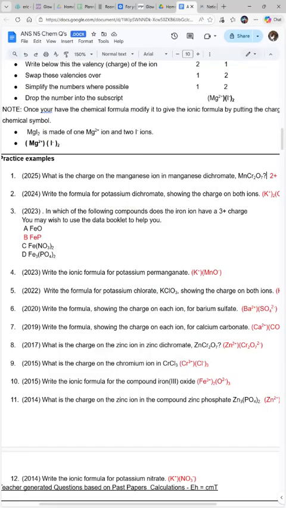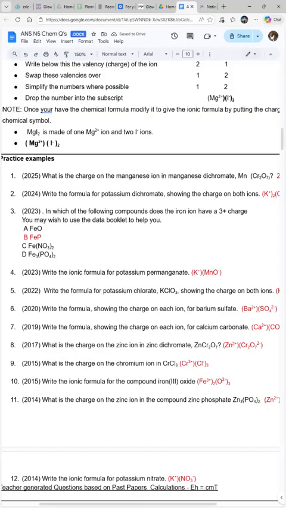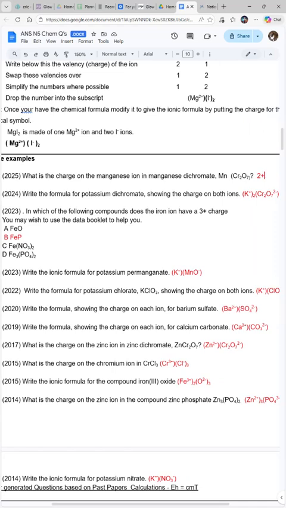So the dichromate ion, I'm just going to bracket it here so we can see it. There we go. The dichromate ion here has a 2 negative charge. Overall, manganese dichromate has no overall charge. So for that to balance out, the manganese is going to have to give us a 2 positive charge. Overall, no charge. So a 2 negative is balanced out by a 2 positive.